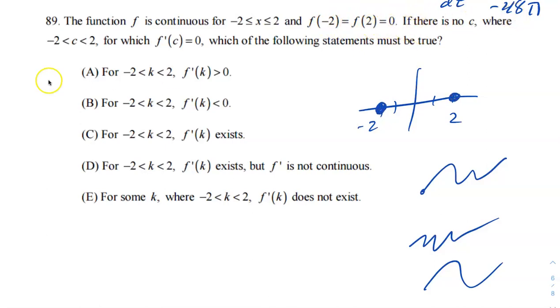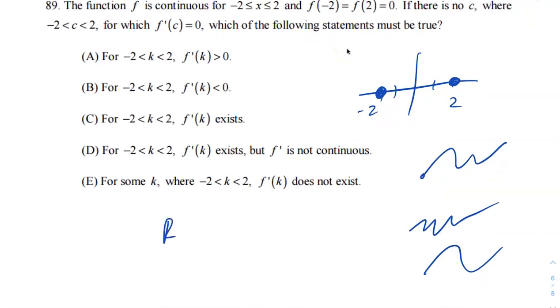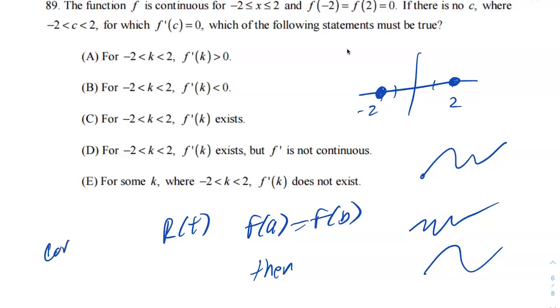If there's no c for which the derivative equals 0, which of the following statements must be true? So this is a Rolle's theorem thing. If you remember Rolle's theorem, it says if f of a equals f of b, and you have to be continuous and differentiable, that's the key, then the derivative must equal 0 at some point.